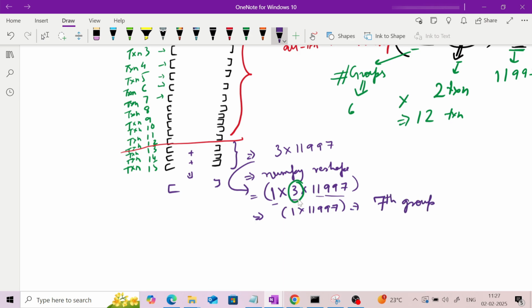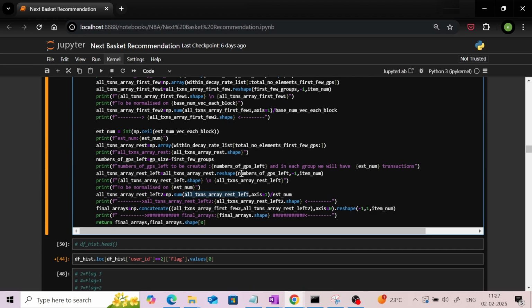Okay, and we are doing the same kind of normalization where we are dividing. After summing it up, we are again dividing it by the number of transactions, which is basically 3. So this is the normalization step that I was explaining earlier. That's what we are doing over here. We are summing it up along axis equal to 1, and then we are normalizing it with the number of transactions.